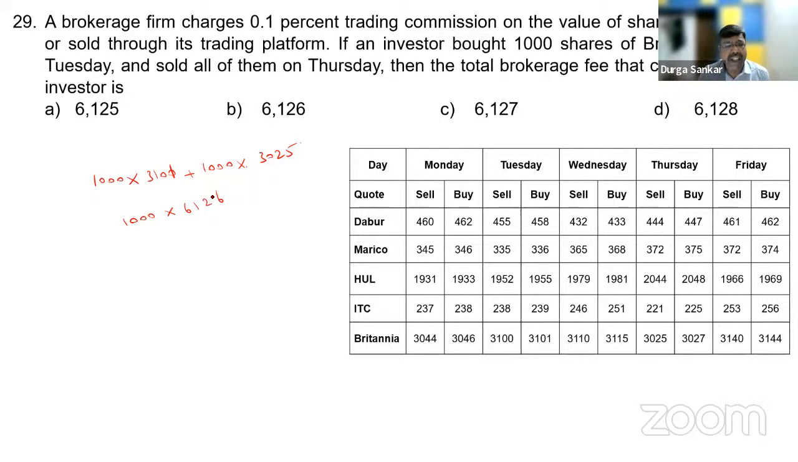And doesn't matter whether it is buying or selling. Whatever transaction I do, I'll have to pay 0.1% commission. So into 0.1 by 100. Right. So 2 zeros gets cancelled out here. And 0.1 and 10 gets cancelled out. So 6,126. Definitely a type A question. Next one.